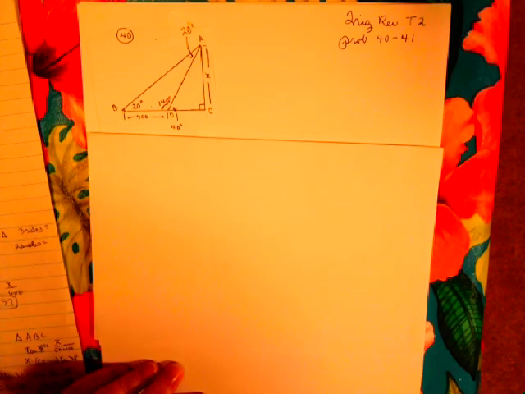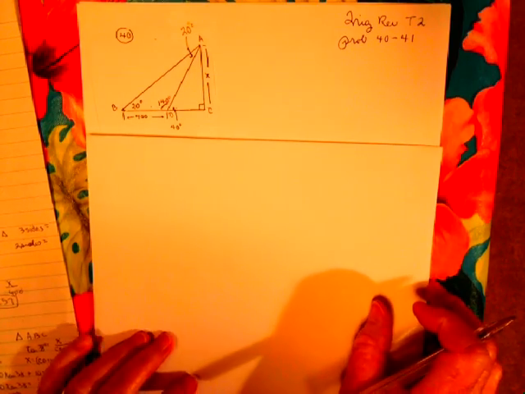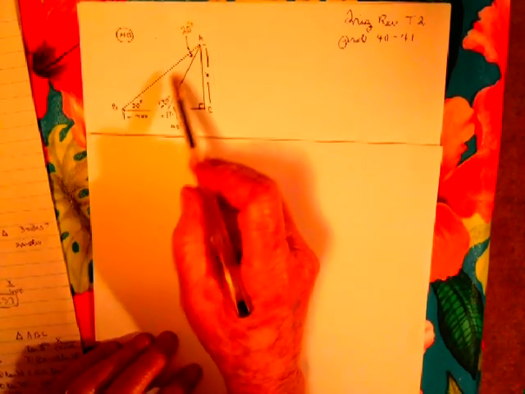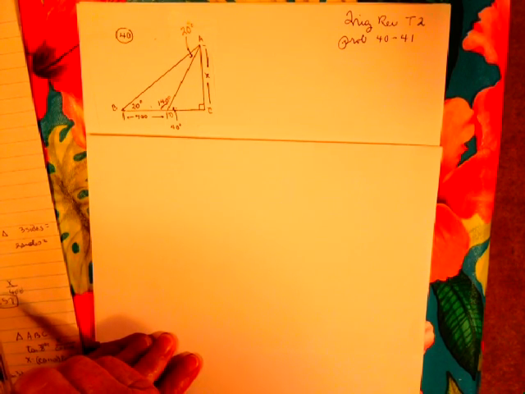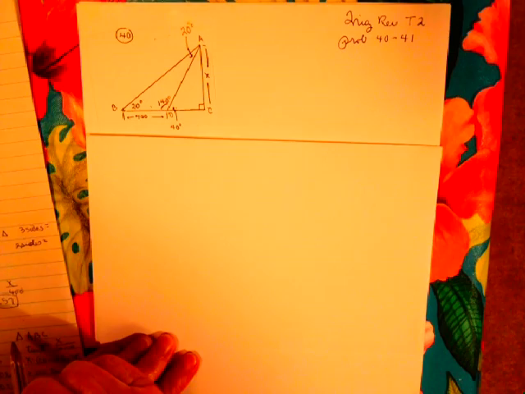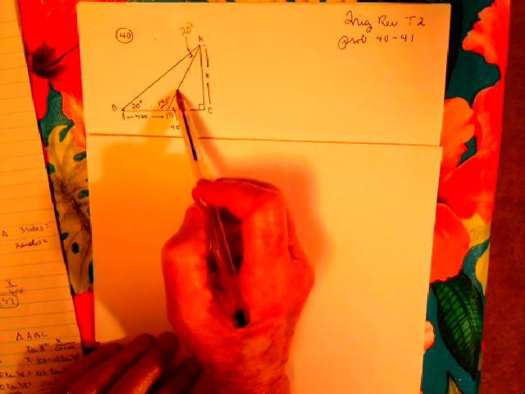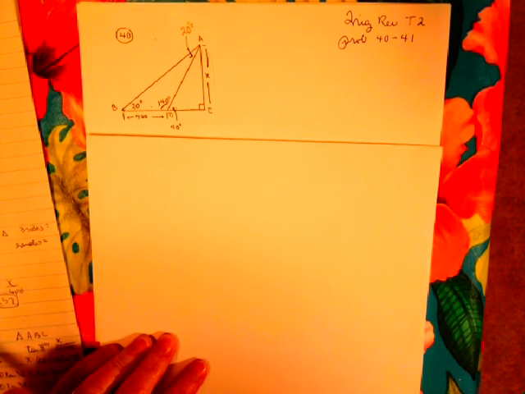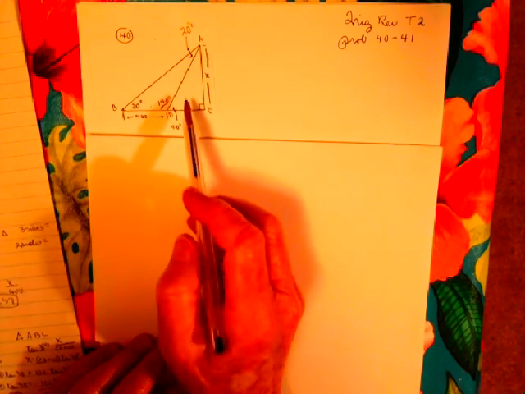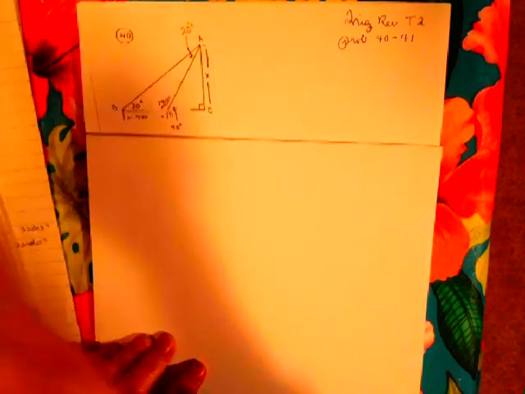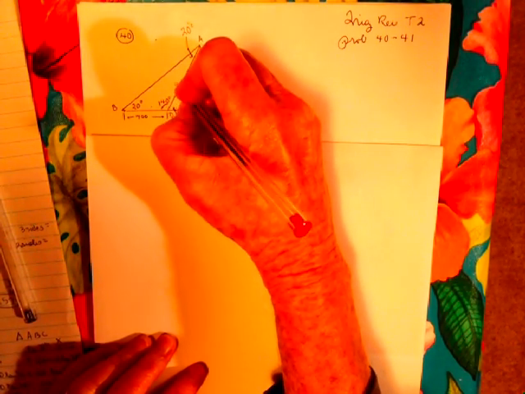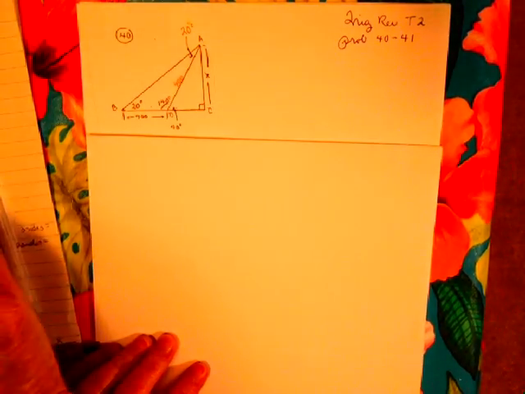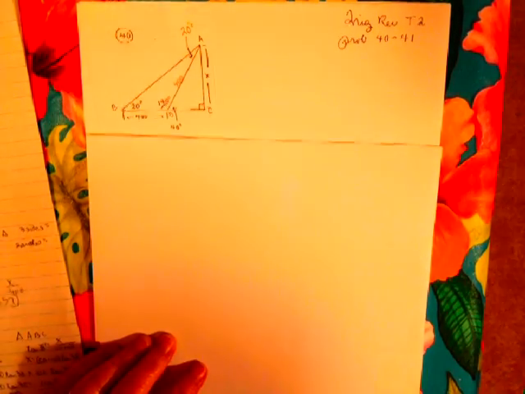Even though this diagram is not drawn to scale, if these two angles are the same, that tells you that this is an isosceles triangle. If this is an isosceles triangle, then this side of this triangle is the same as this side of this triangle. So I know that this side is also 400. This side of this triangle is 400.